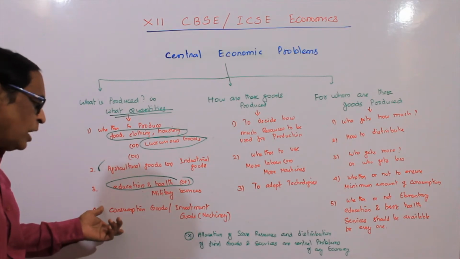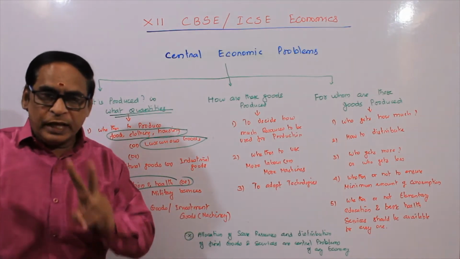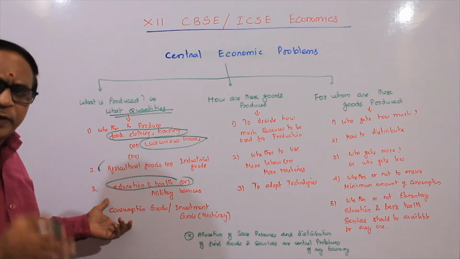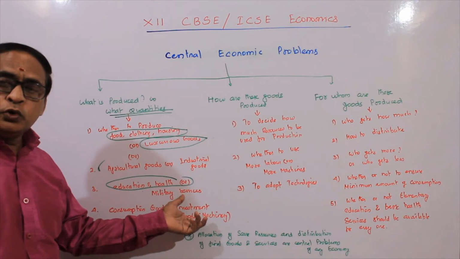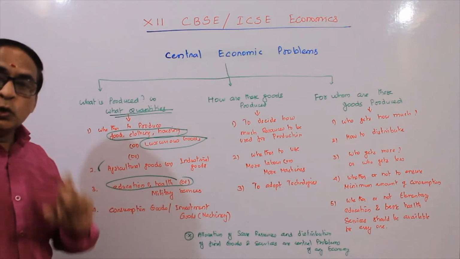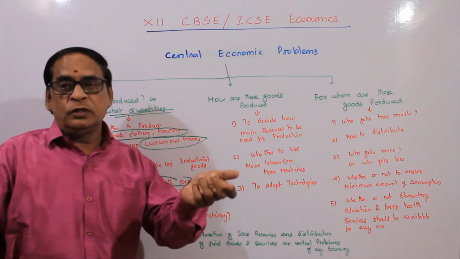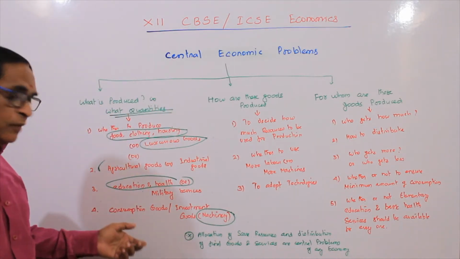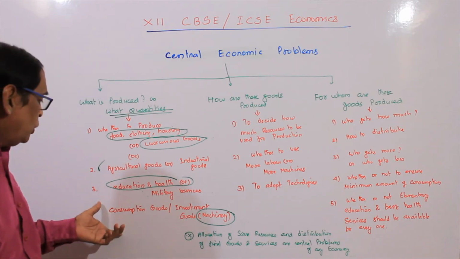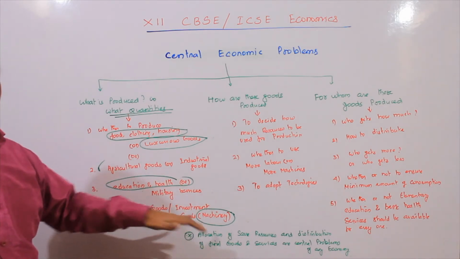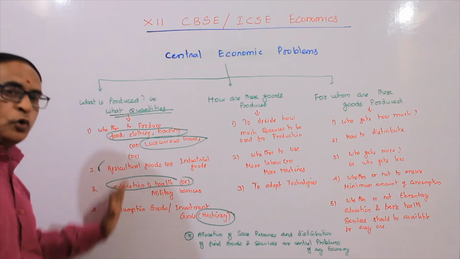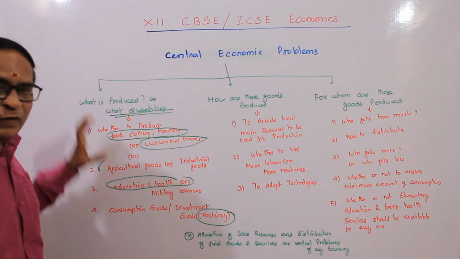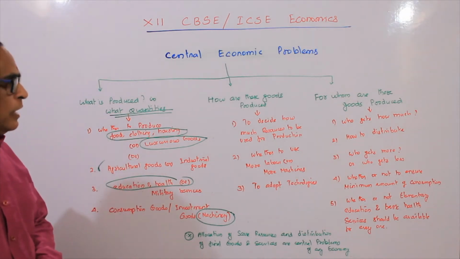And then consumption goods and investment goods. There are two types of goods. One is consumption goods, which means whatever we are consuming. Investment goods are the goods which are used for manufacturing other goods, for example machinery. Machinery is an investment good. So whether we have to produce consumption goods or investment goods, we have to decide. These are the questions to be raised in our mind. So this is the first central economic problem.